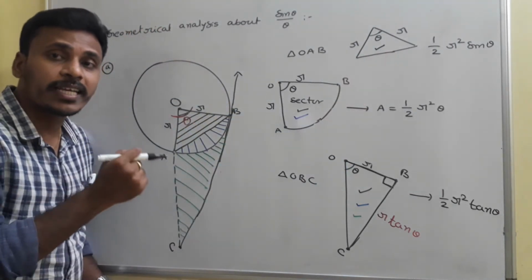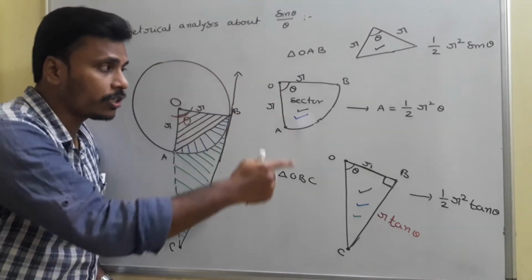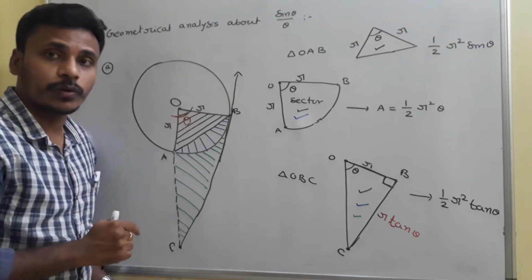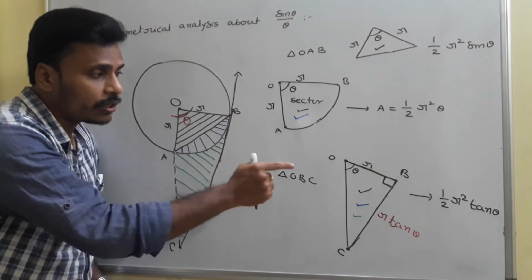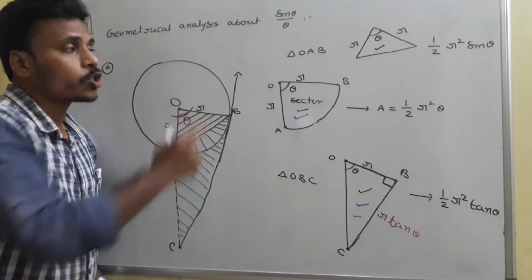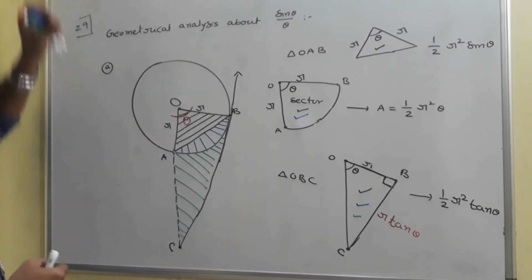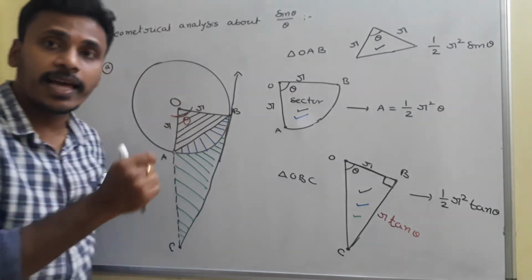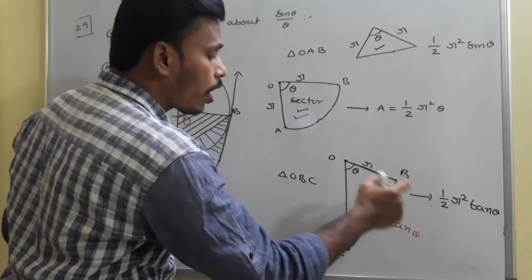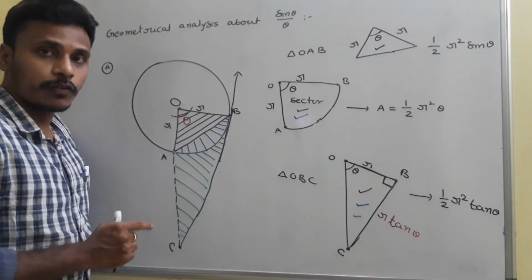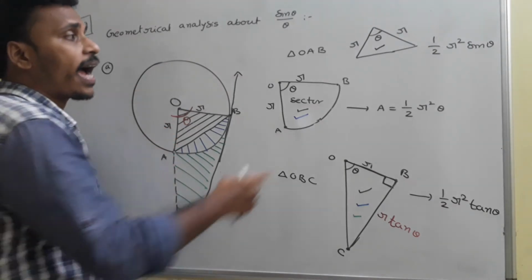So for sure one thing is very clear. The first area, half r square sin theta, is the least among these three, and the second area, half r square theta, is greater than that half r square sin theta. And among these three, half r square tan theta is the biggest. So by observing these three areas from the diagram, what I conclude is half r square sin theta is less than or equal to half r square theta, which is less than or equal to half r square tan theta.